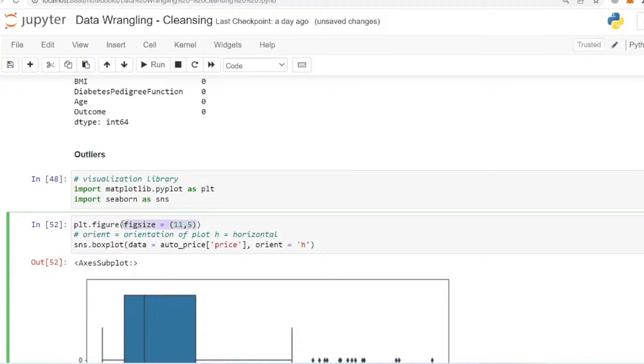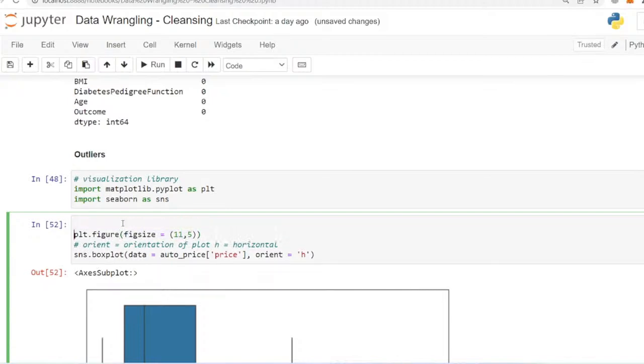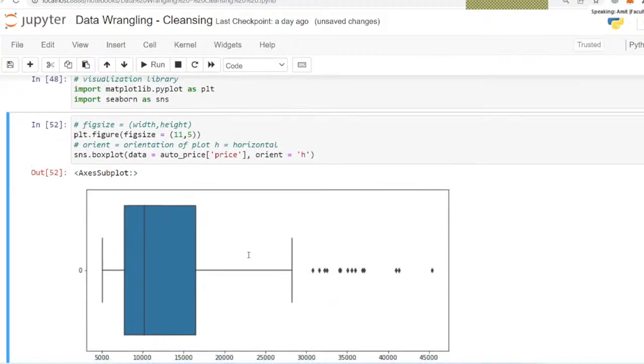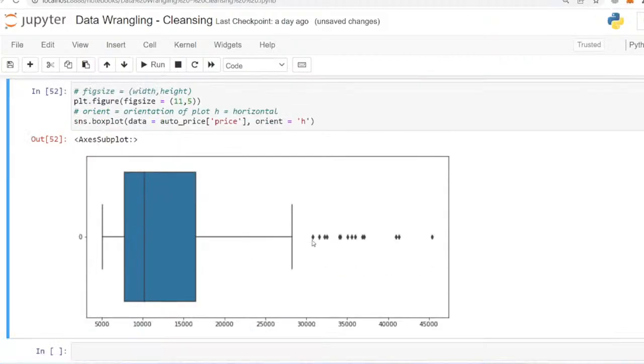I'll just add this as a comment, and you can add it at the top so that you can later change your figure size. So first is your width, and second is your height. Where are my outliers in this case? Black dot. Okay. Ignore the black dot.